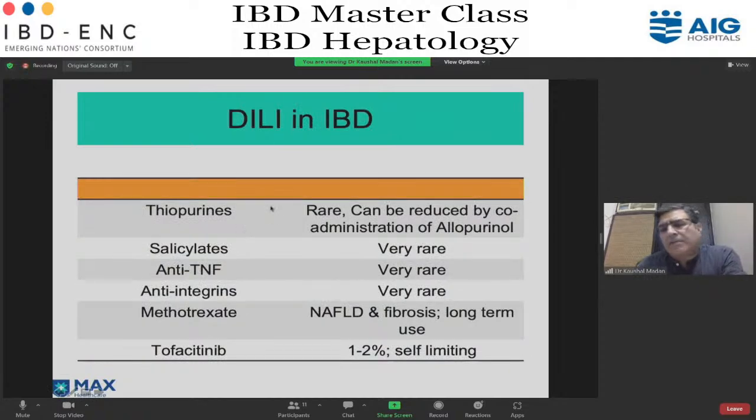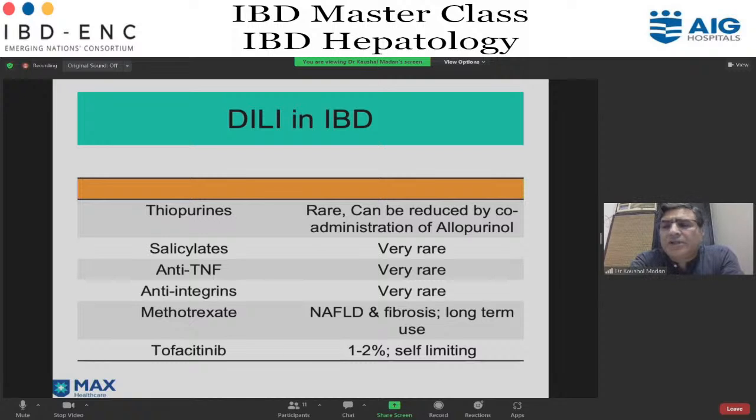We know that among the drugs which are used for patients with inflammatory bowel disease, I think thiopurines are the ones which are most likely to be associated with some form of liver injury. And many a times it is more of nodular regenerative hyperplasia on chronic use of azathioprine or 6-mercaptopurine. And it has been shown that this risk can be reduced with concomitant administration of allopurinol.